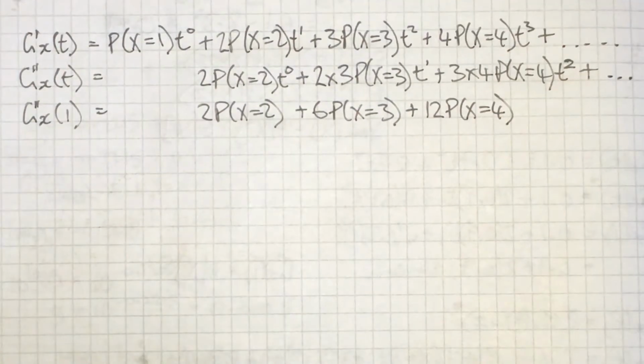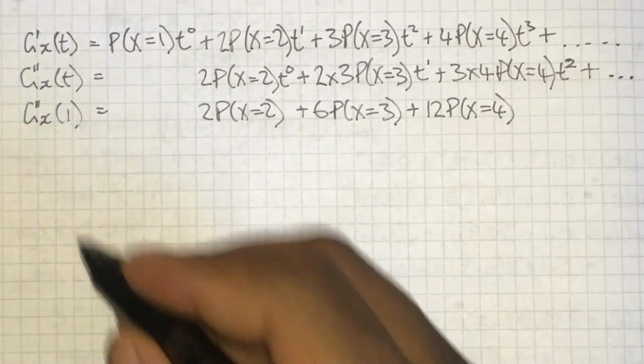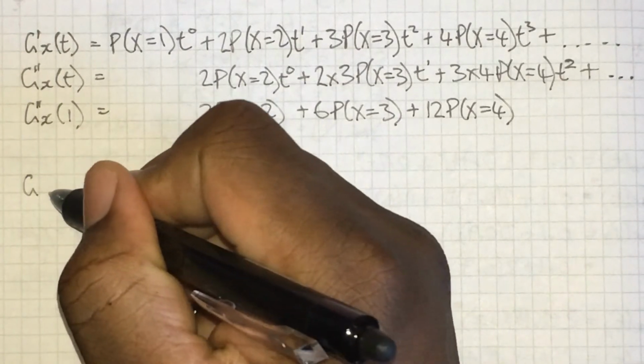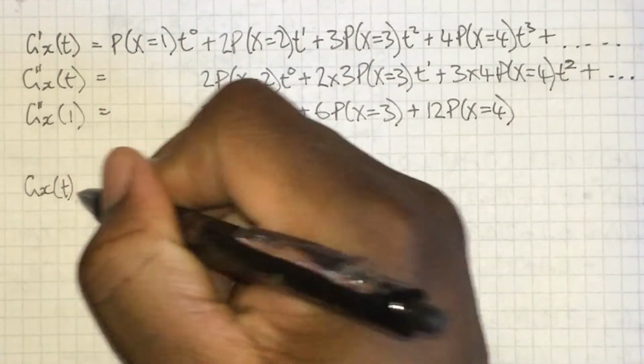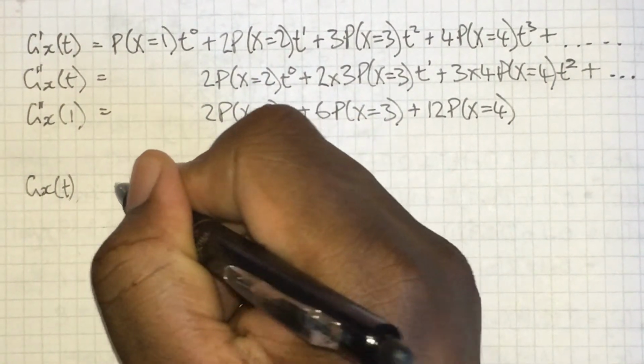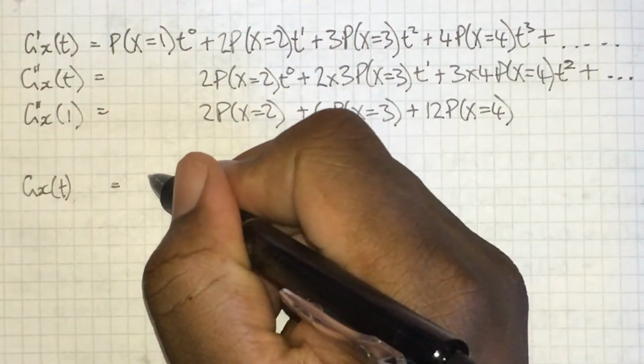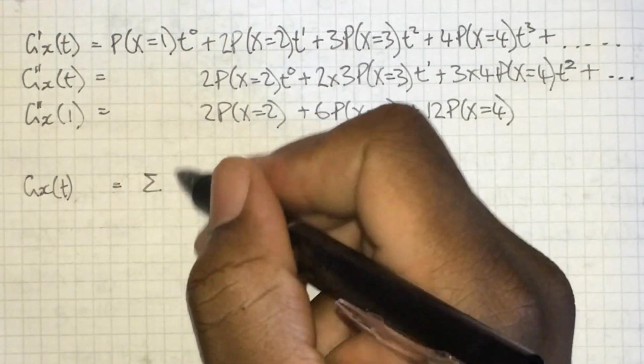Let's look at it in a more generalized form. So I'm once again going to start with the definition of a probability generating function, which says that it's the sum of a dummy variable multiplied by its associated probability.